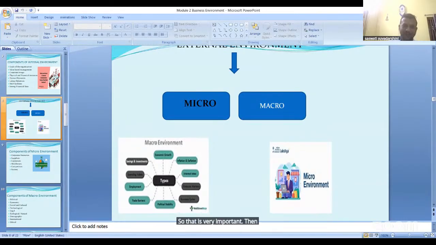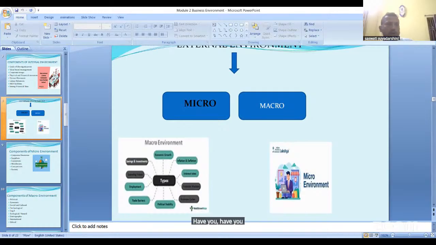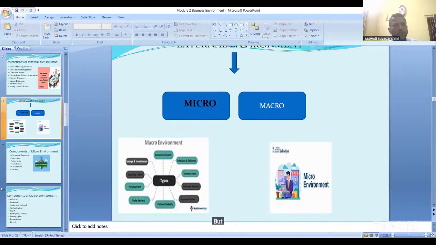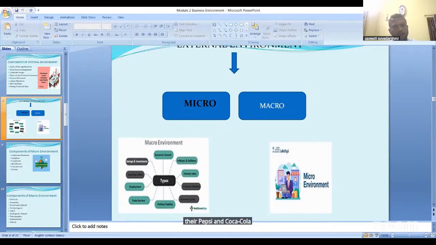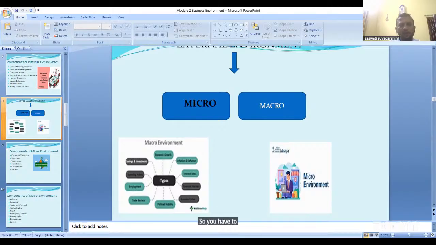Then the competitor. In the case of the competitor, you should approach ethically. Sometimes what happens, have you heard of advertisement conflict? The Advertising Standards Council of India is trying to protect against it, but still two rival companies, take the example of Pepsi and Coca-Cola, make different kinds of advertisements by comparing or countering each other. So it is very important to follow ethical practices in business. You have to be very ethical when you are doing business.